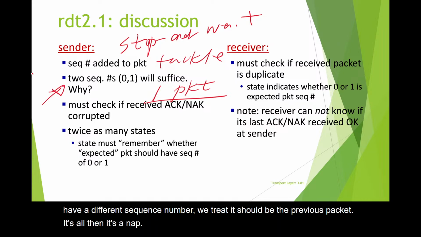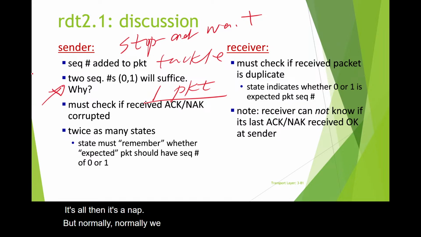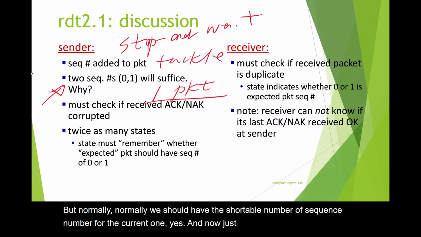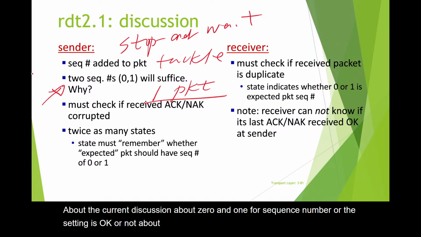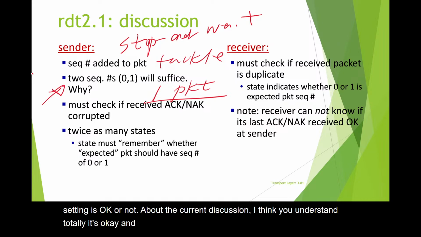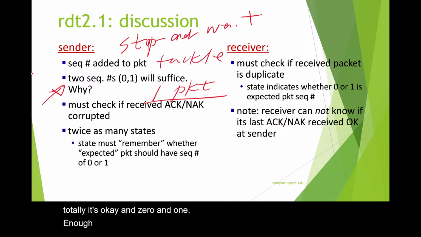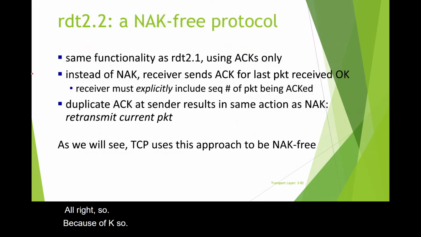But normally we should have a suitable number of sequence numbers. For the current one, yes, enough, just 0 and 1. About the current discussion about 0 and 1 for the sequence number, the setting is okay. I think you understand totally. It's okay, and 0 and 1 are enough to tackle the current design.